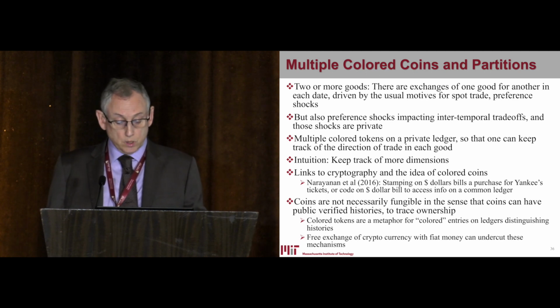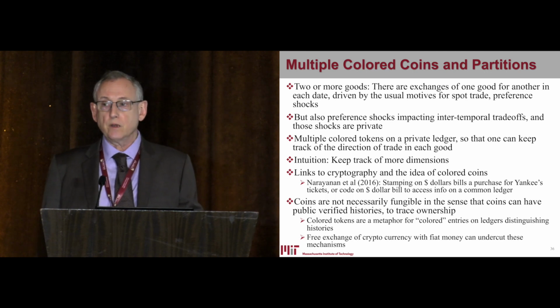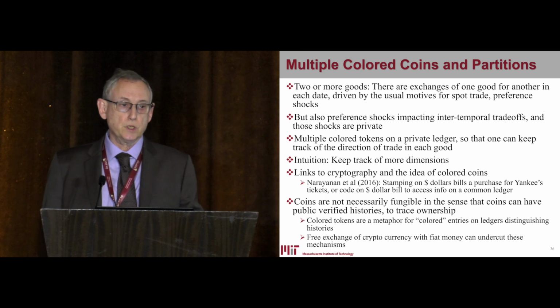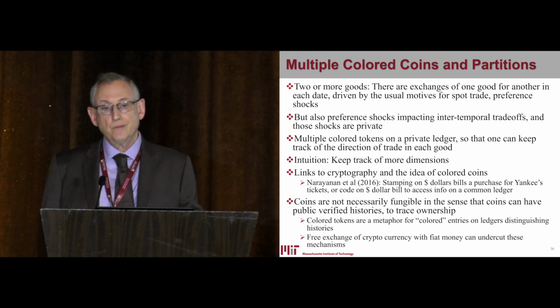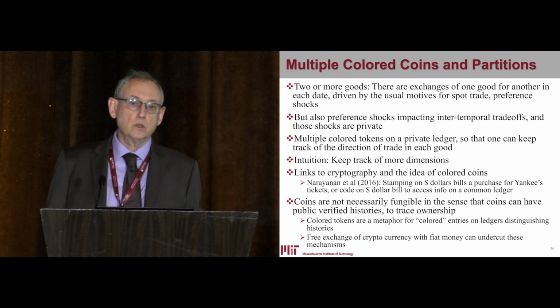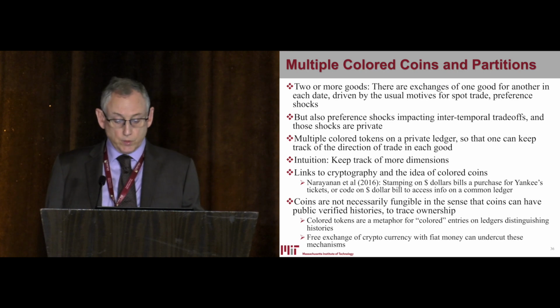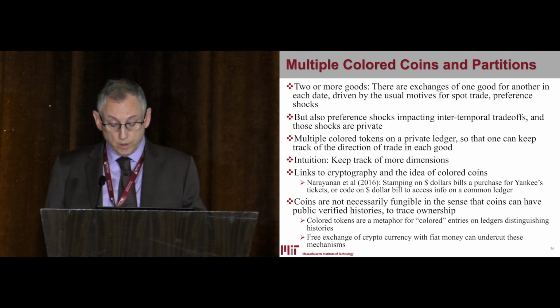And this idea of colored coins actually arose with Bitcoin, especially the earlier versions, which were somewhat limited. The analogy in this book, Narayanan, is to stamp things on dollar bills. So someone goes to a Yankee baseball game with a dollar bill, but stamped on the bill is a record of the fact that the holder purchased the Yankees ticket. Or on the dollar bill could simply be a code which would allow the teller to revert back to the distributed ledger for proof that the holder bought the ticket. And this is referred to as colored coins. So colored coins is a metaphor for colored entries on ledgers, meaning distinguishing histories. Some histories have one color, a second history has a second color, and so on.